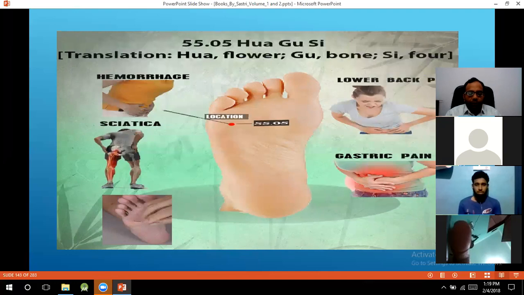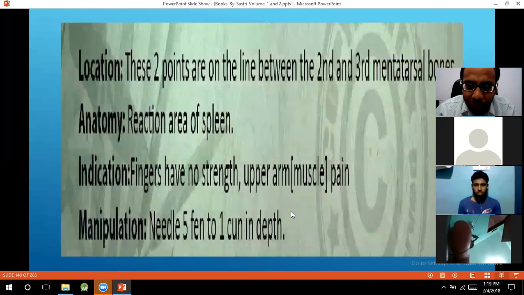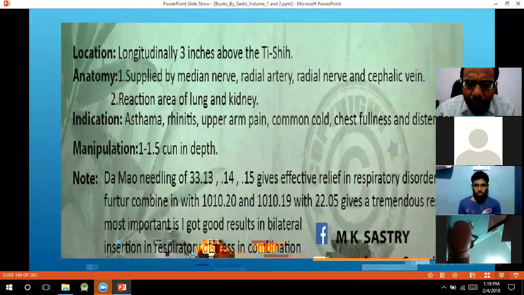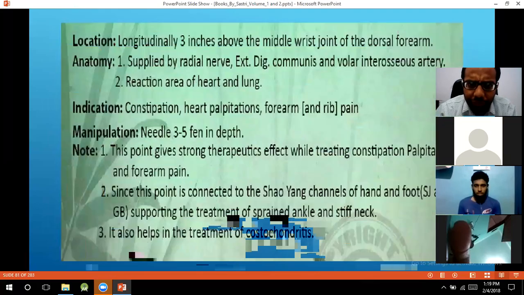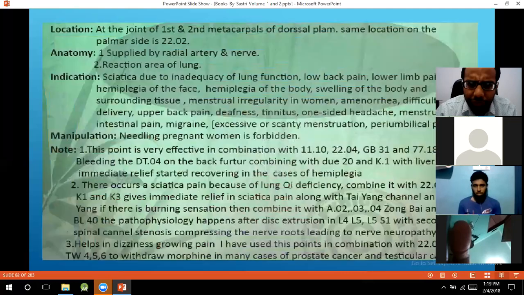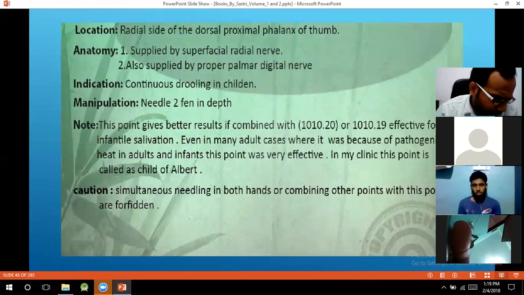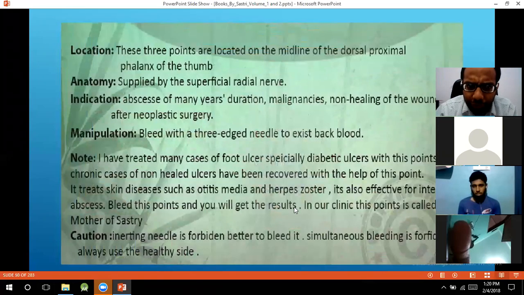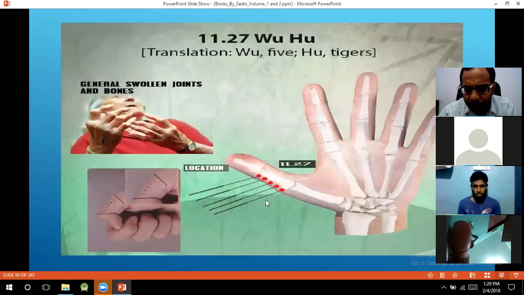I'll be going after some time. I'll teach you how to recover the pain and burning sensation of herpes zoster. So this is the point for herpes zoster, 11.26. I'll show you how to use this for the pain of herpes zoster. It will help you understand a large number of problems, but this class of one participant is very boring to teach.